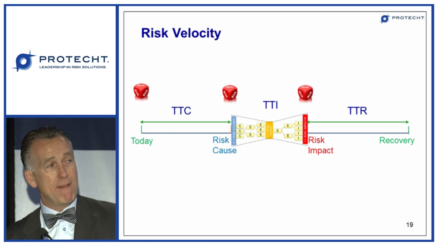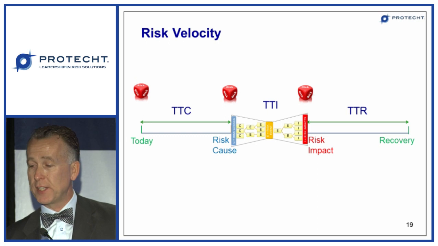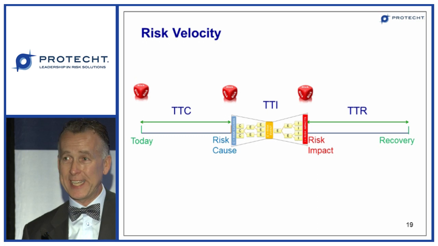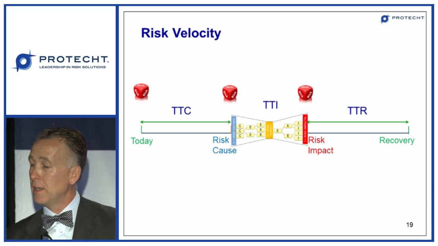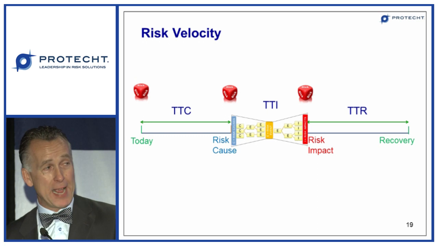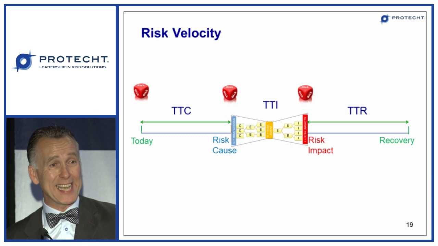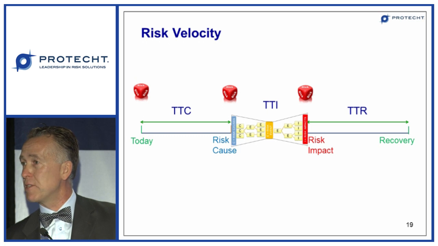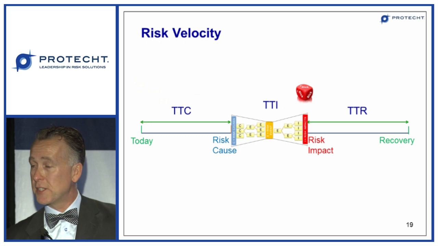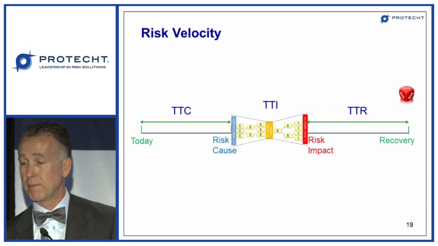However, there is a period between now and when the cause will first occur, which, because risk management has a lack of acronyms, we've added a few more. TTC, time to cause. We've then got time to impact, from the period from risk cause to the risk impact, which is the time that the bow tie takes to travel. And finally, time to recovery, which is how long it takes you to recover the situation. Now, generally, we want to slow down time to cause and time to impact as much as possible, and speed up time to recovery.